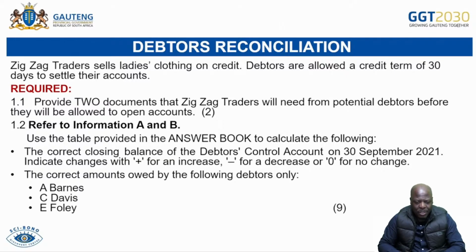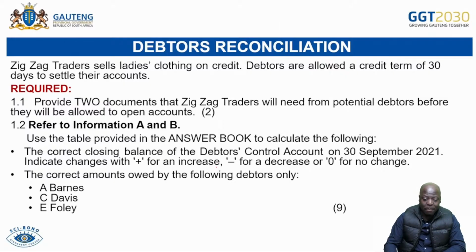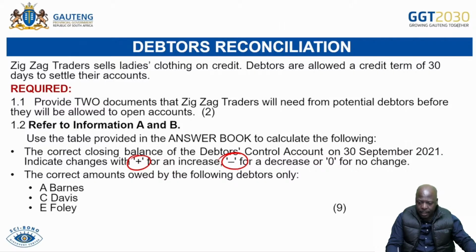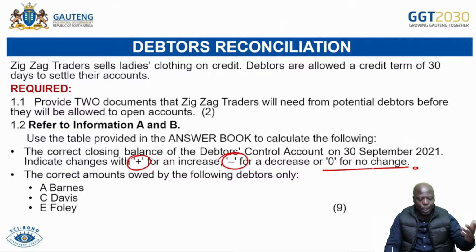And then 1.2 says refer to information A and B. Use the table provided in the answer book to calculate the following: the correct closing balance for the debtors control account on 30 September 2021, indicate with a plus for an increase and a minus for a decrease. So it's a similar structure as what we just did earlier on. And then a decrease or a 0 for no change. Very key that when there is no change, you need to indicate with a 0. So leaving it blank means you will not be rewarded at times.